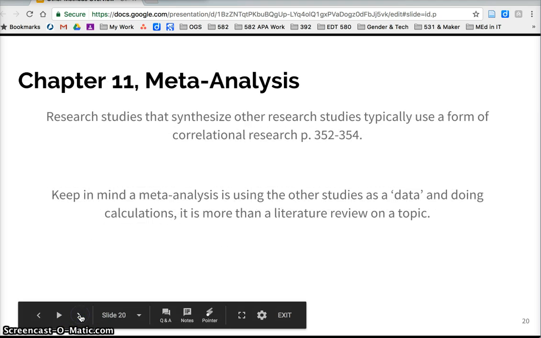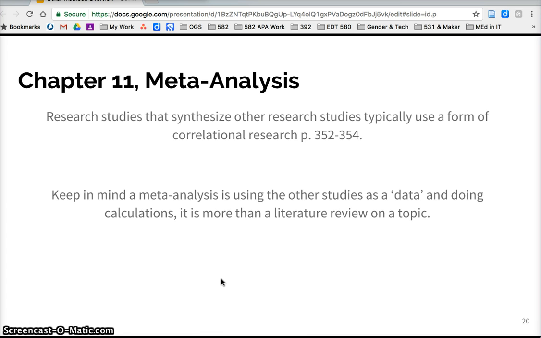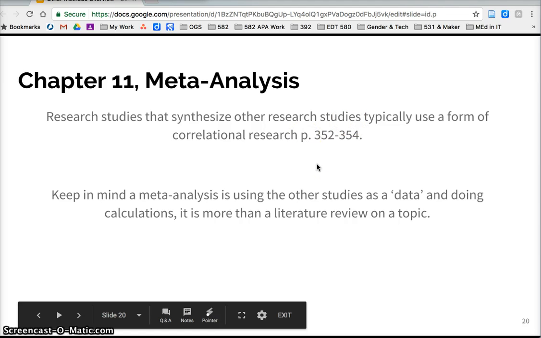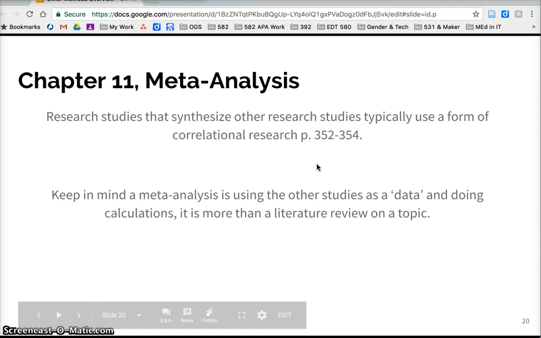Within chapter 11, one thing I wanted to comment on was a meta-analysis. A meta-analysis is basically a research study that synthesizes other research studies, and it's typically using a form of correlational research. A meta-analysis is using the other studies as the data and doing the calculations on their findings. So it's more than just a literature review on the topic. If you are unsure, if you're reading a meta-analysis, I'm happy to help you look at that. But these pages in the text will be very helpful if indeed you are trying to use that for one of your matrix or annotations.